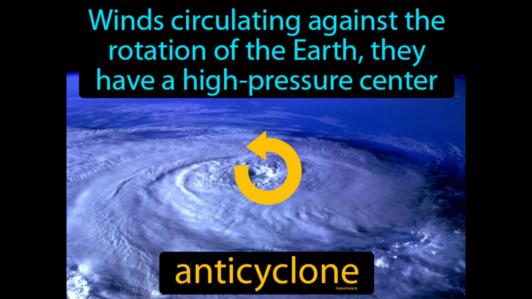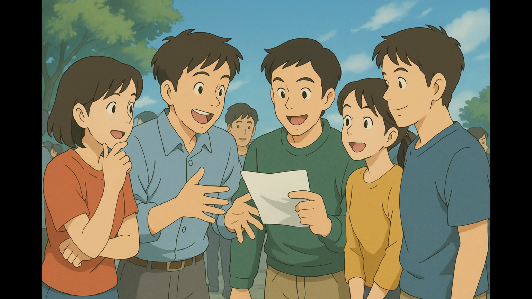Winds circulating against the rotation of the Earth, they have a high pressure center. Anticyclone. An anticyclone is a weather system where winds spiral outward from a high pressure area, often bringing clear skies. Imagine you're trying to organize a group of friends to go out for dinner, but everyone is suggesting different places and times, causing a bit of chaos.